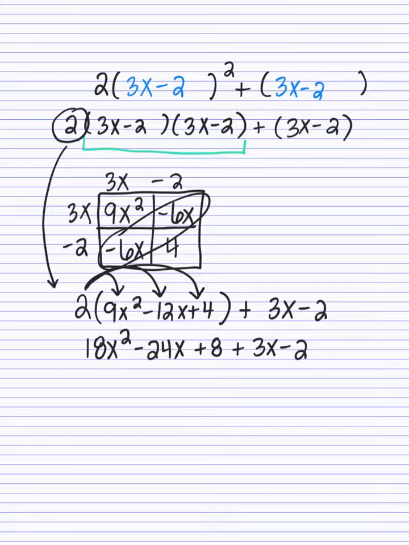All right. So now at this point we're going to combine like terms. So my like terms here are going to be negative 24x and 3x, and 8 and negative 2. So we're going to combine those, and my final answer that I got for g m of x is going to be 18x squared minus 21x plus 6.